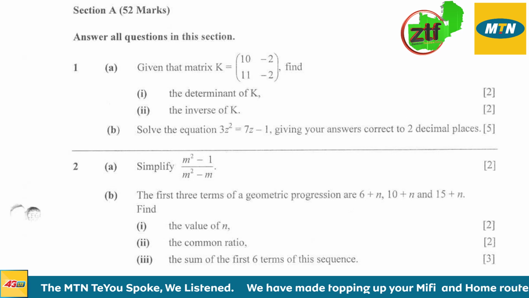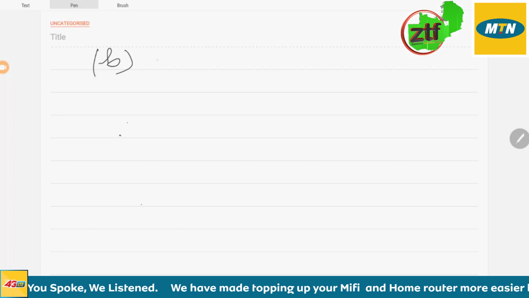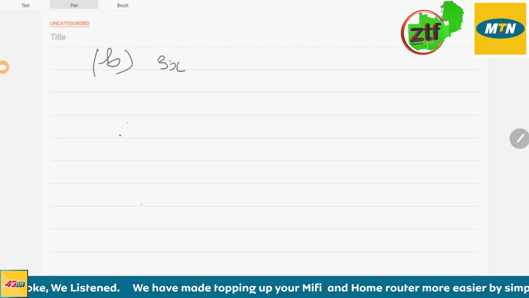Question part B states: solve the equation 3z squared.